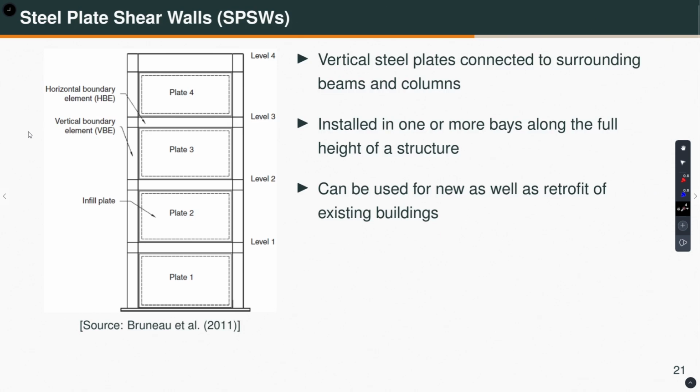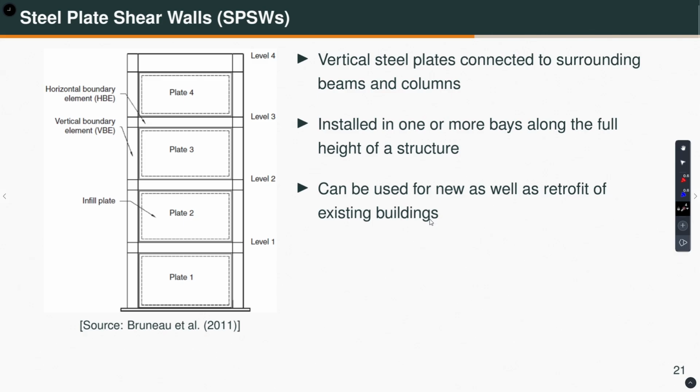You can also have steel plate shear walls, which are basically steel cross sections, and then in between you have plates. These plates are typically welded to these boundary elements, which we call horizontal boundary element, this one, and this is vertical boundary element. So, these plates are welded, and this is called steel plate shear wall system. You can install it in one or more bays along the full height of a structure. You can use it for new as well as retrofitting of existing buildings.